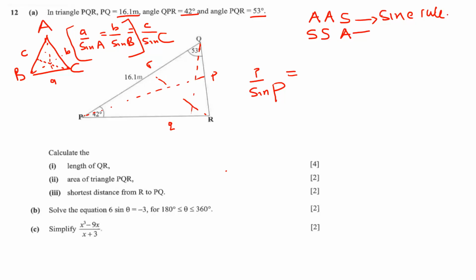P has the angle, so sine P, we have it. Sine P is equal to 42, so this is 42 degrees. So it's going to be sine 42. So that is the angle. P as the angle is 42. So sine 42, we have the angle for P. So you can say p over sine 42.